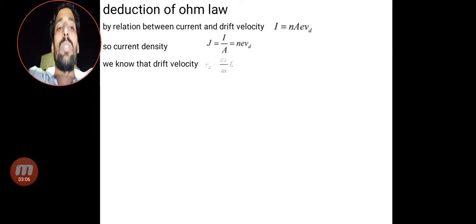We know that drift velocity Vd equal to e tau upon m into E. Capital E is the electric field intensity on the conductor due to the applied electric potential. So J equal to ne square tau upon m into E. Here n is constant, the number of free electrons in unit volume of the conductor. e, the charge of an electron, is constant. Tau, the average time between two consecutive collisions, is constant. m, the mass of an electron, is constant.